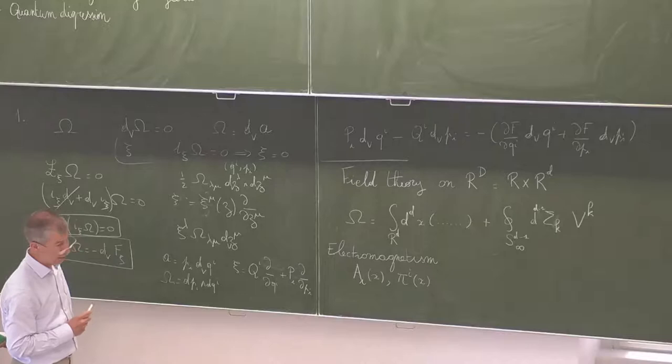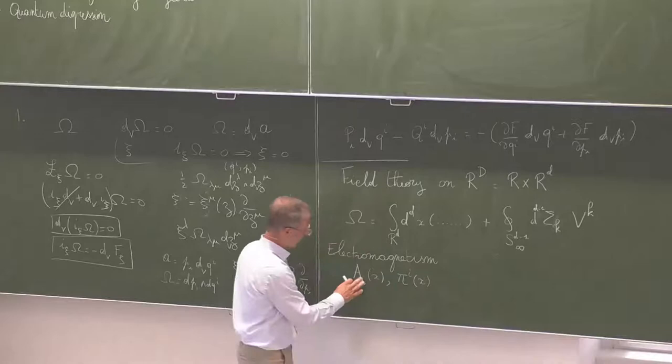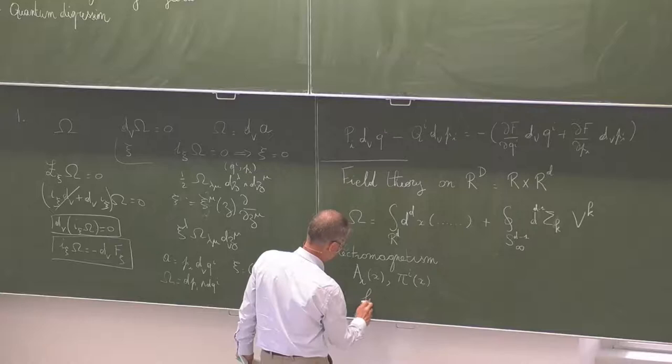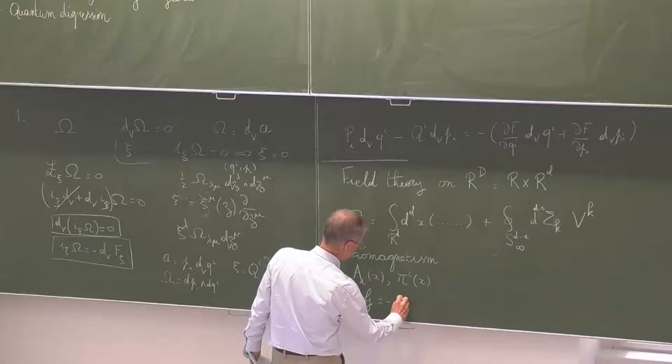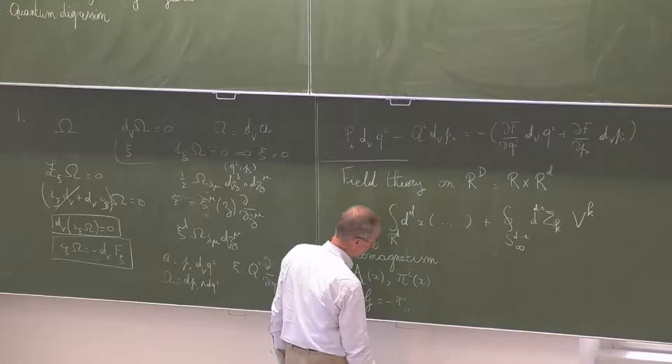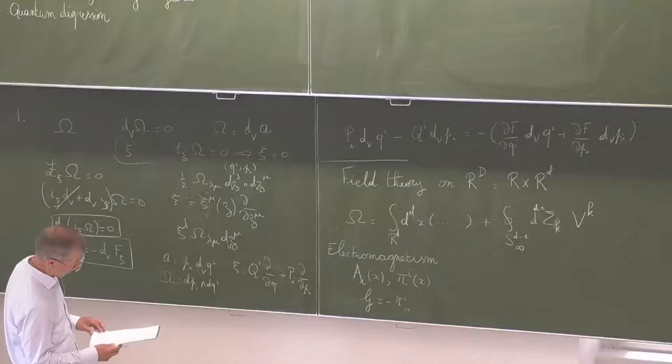Okay, and the temporal component of the vector potential is actually a Lagrange multiplier for Gauss's law, which I will write this way, so G, and that is minus the divergence of pi. I'm assuming free, no source. If there were sources, it's very easy, the charge density would just appear here. Now, what is the symplectic structure in this case?